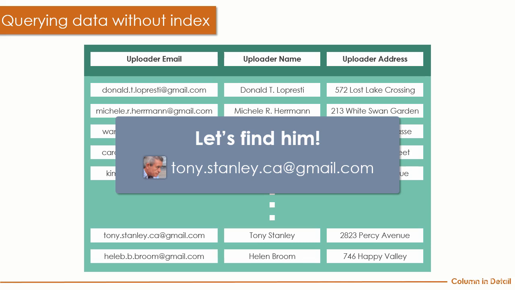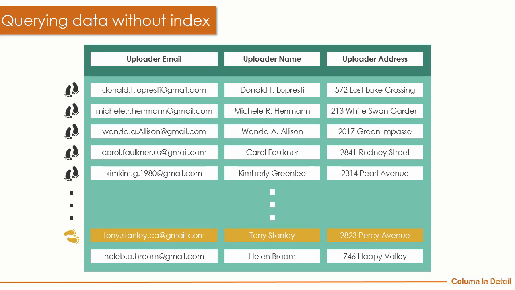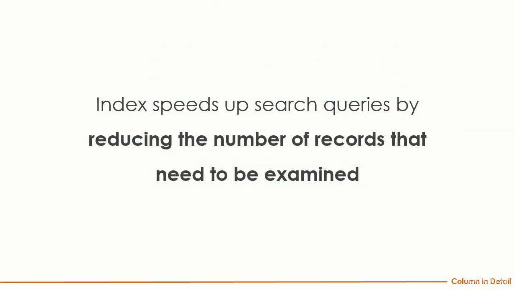Say we want to find the uploader email address tony.stanley.ca@gmail.com. Then the database needs to walk through row by row, and then finally identify this is the row we're looking for. If you have the index, it can speed up the query of a specific record a lot.